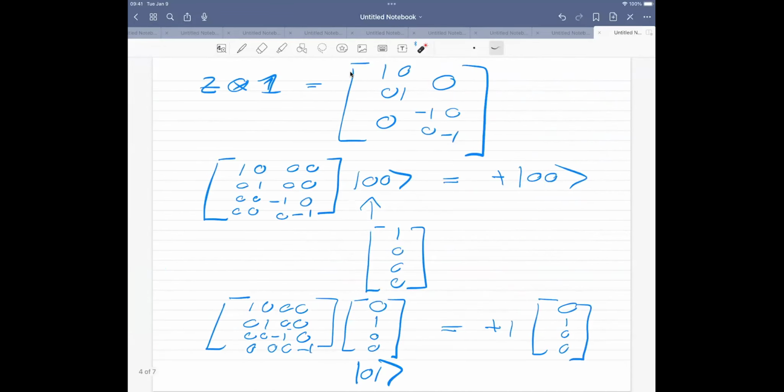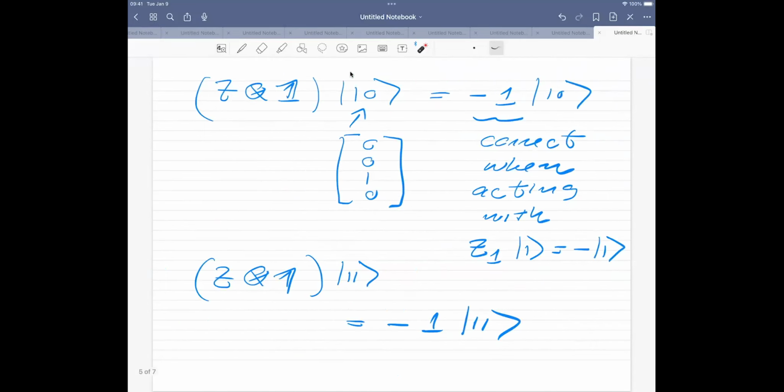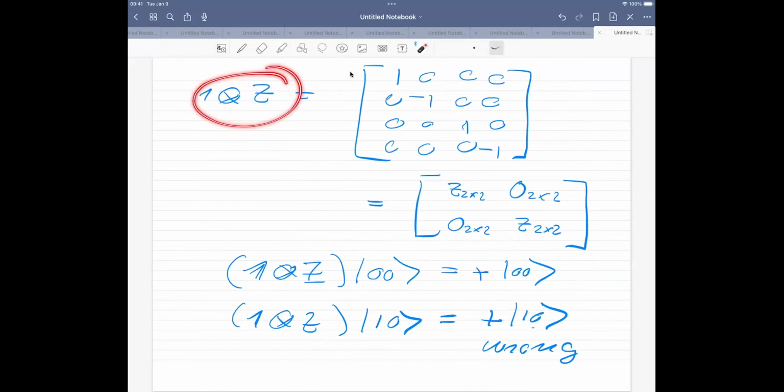If I act on this one, so when qubit 1 is being acted upon by this one, I should get plus here, which is correct. And the other one's also correct. But if I then look at this one and I act on this one, so now it's only the identity which acts on qubit 0, then I get plus. But now it's the identity, so if I make a measurement on this qubit in my computational basis, this is wrong because it should be minus.